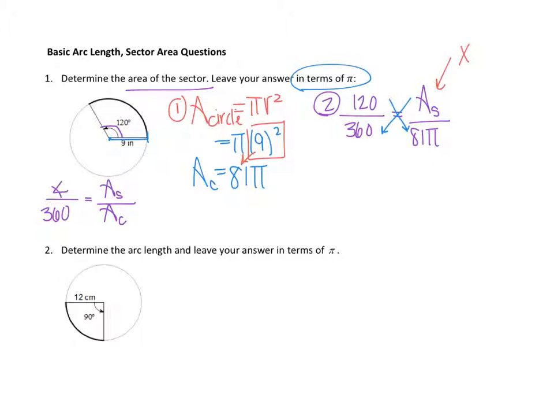So we have 360 times area of a sector, which is equal to 120 times 81 pi. So in your calculator, I want you to type in 120 times 81. Should give you 9720, and remember that we need to attach a pi to it. The next thing we need to do is get this A, or your x, whatever you're choosing to use, by itself. So that means we need to divide by 360.